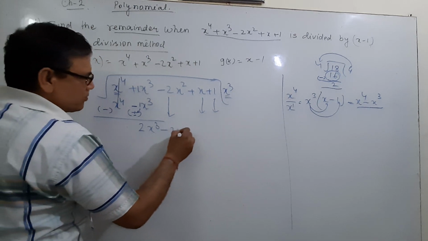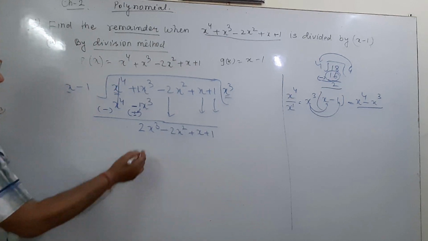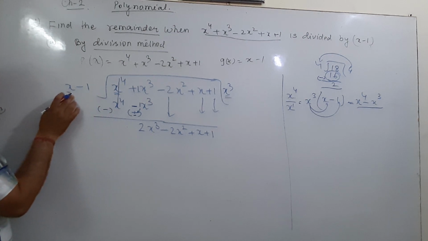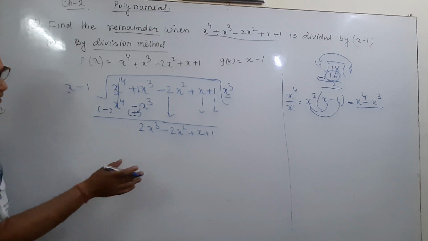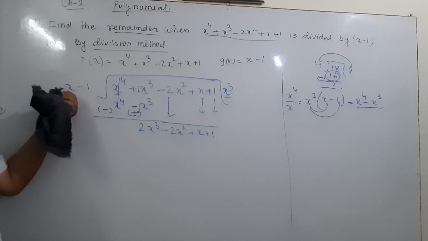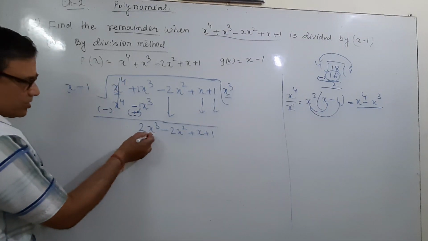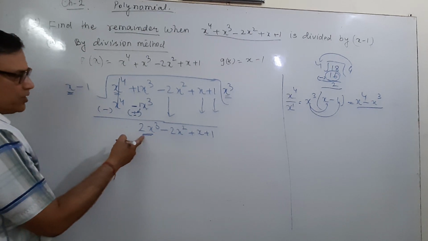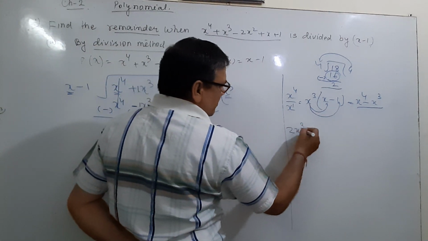Again, this will be the new dividend, and this is again the divisor. The divisor is the same and the dividend changes every time, until the degree of the dividend is less than the degree of the divisor. That will form the remainder. And now again, 2x cube divided by the first term of the divisor, 2x cube divided by x.